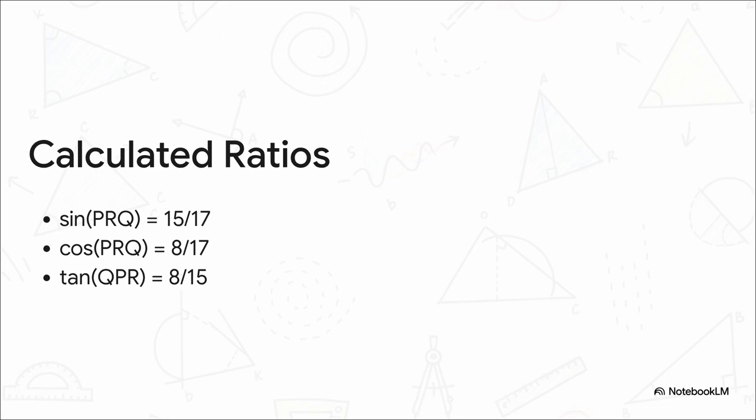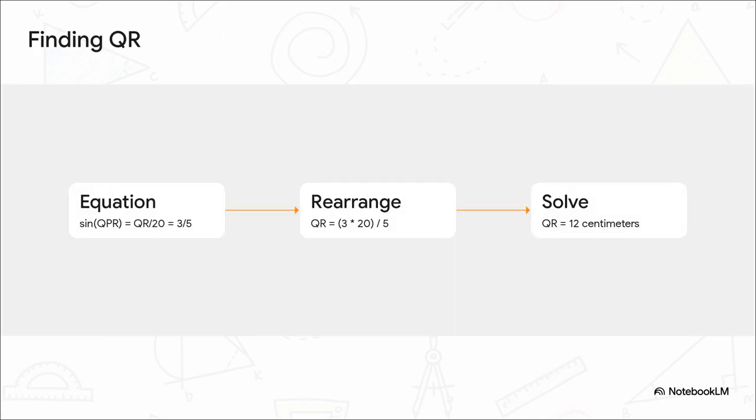And if we switch our perspective to angle QPR, well, tangent is opposite over adjacent, giving us 8 over 15. Easy, right? Let's move on and see how this builds when we actually have to work backward. Imagine we're given the sine ratio of 3 over 5, and we know the hypotenuse is 20 centimeters. But, plot twist, we need to find the opposite side, QR.